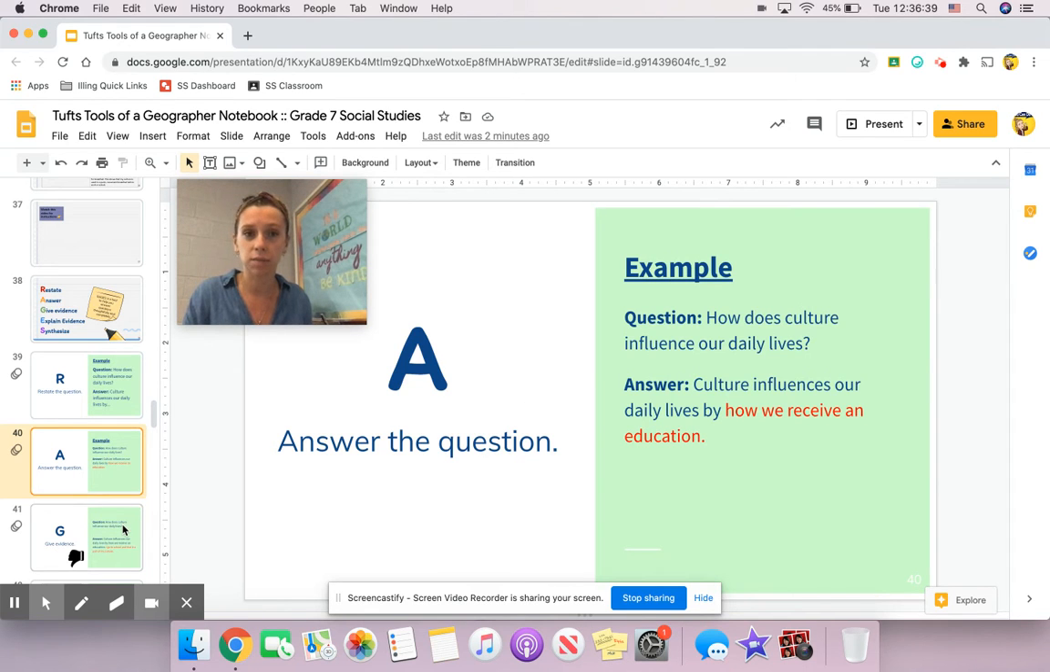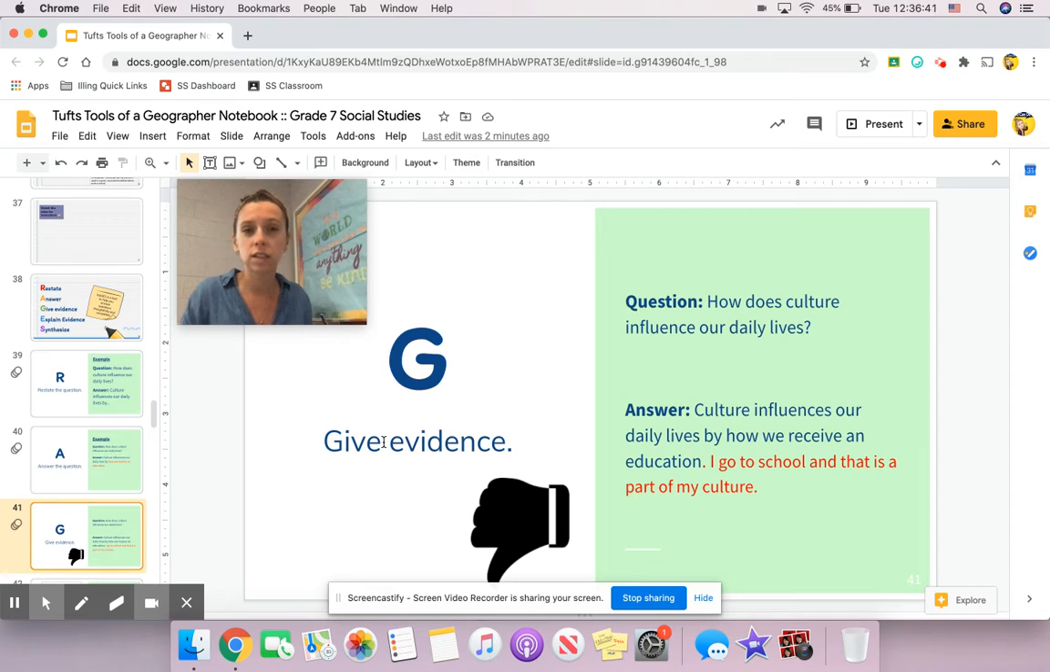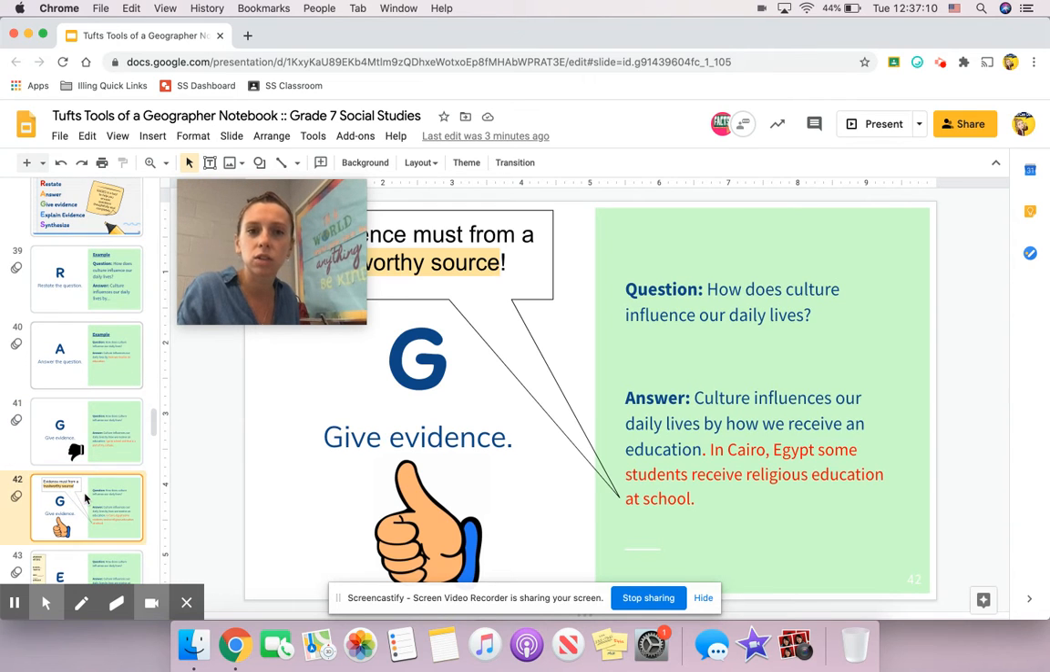Now let's look at G. G stands for give evidence. Evidence can be a quote or paraphrased information, and it's going to support our answer. You can think of it like proof. So for that question, how does culture influence our daily lives? Well, I'm saying culture influences our daily lives by how we receive an education. And you know, I don't know if I actually like this evidence. It just says I go to school and that is a part of my culture. I mean, yeah, that's true, but I think it needs to be more specific. So let's look at the next slide.